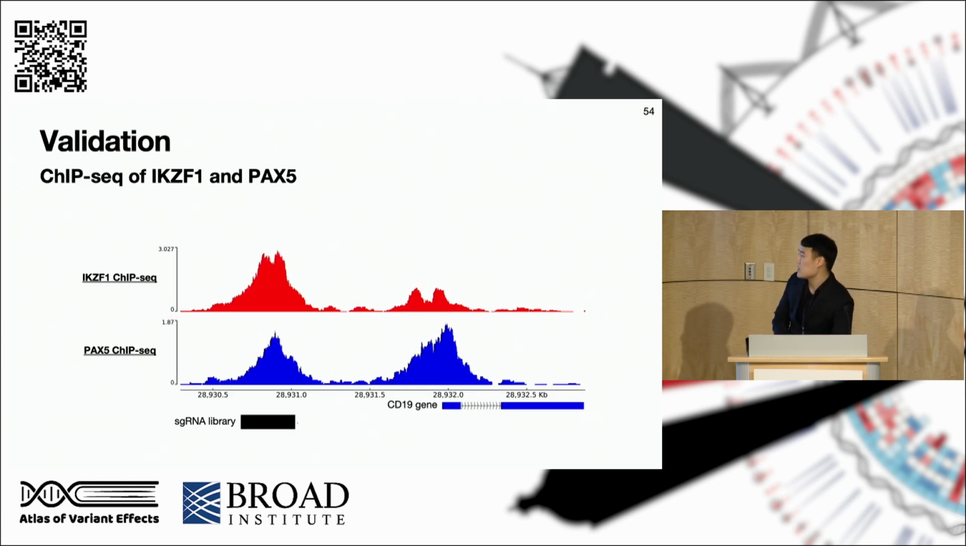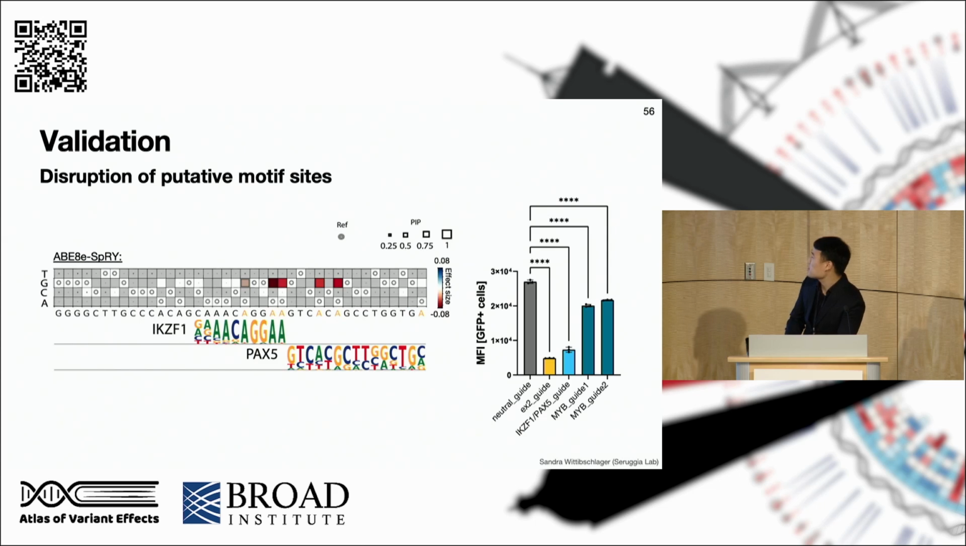Again, referencing data sourced from the Okayama study, we looked at IKZF1 ChIP-seq data and PAX5 ChIP-seq data, which suggests that IKZF1 and PAX5 bind over this region that we're tiling. And we also performed some single guide validation. Again, here on the left is our putative motif region. We used a negative control neutral guide, again the same positive control exon 2 targeting guide, as well as a guide targeting this region of interest, and observed a depletion in CD19, which is encouraging.